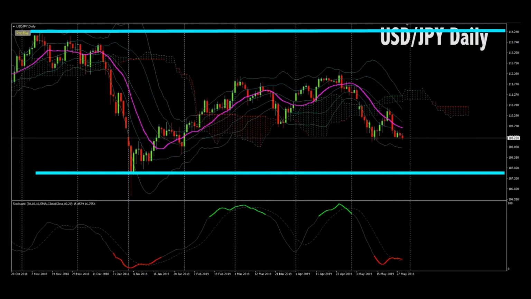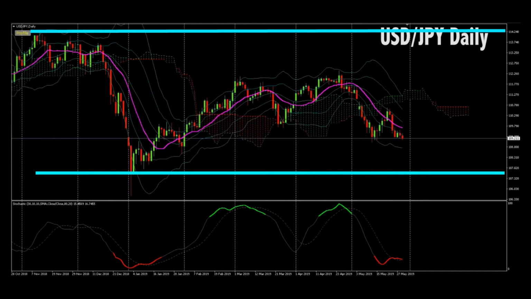And when you look at the Ichimoku cloud, it's showing green, showing a bull trend, but because it's thin and the price is below the cloud now, and because the cloud is moving horizontally, I would say the indicator is not reliable at this moment.